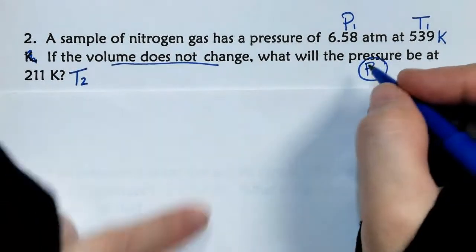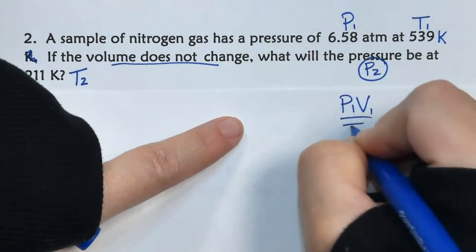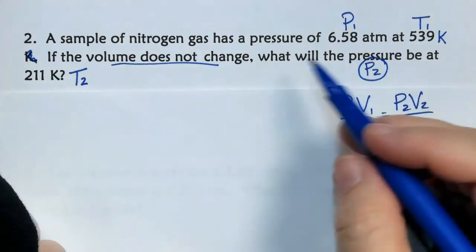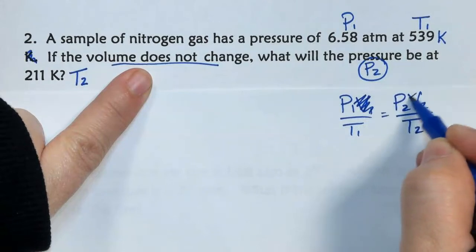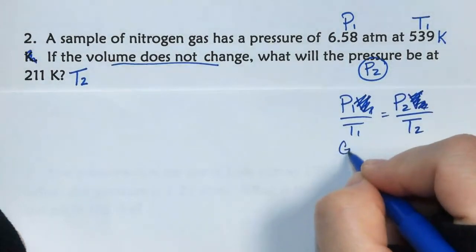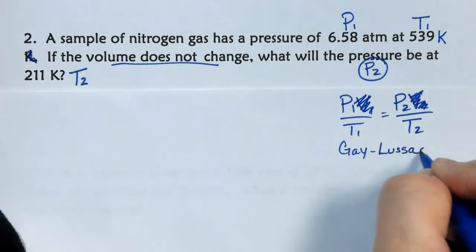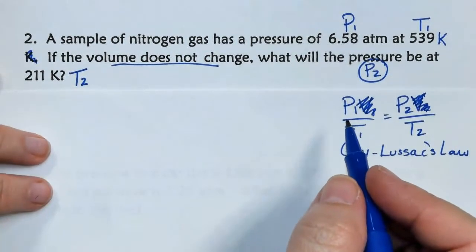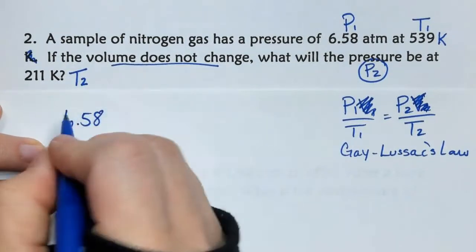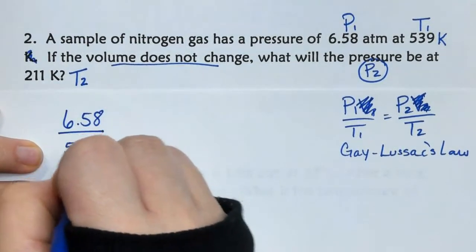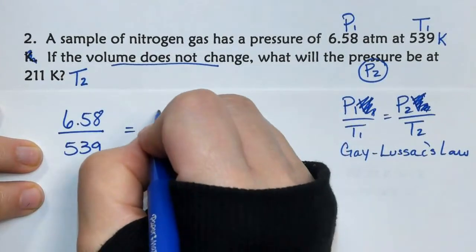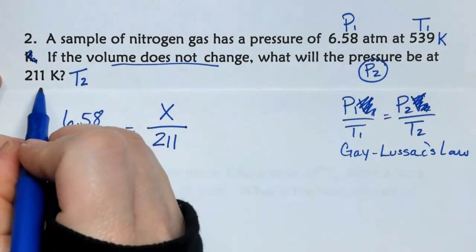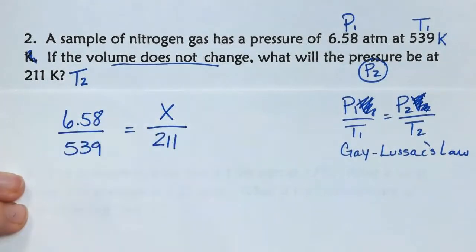So remember that our equation is P1V1 over T1 equals P2V2 over T2. And since volume is constant, that means that volume is not going to be a factor in our equation, and that's how we know that this is a Gay-Lussac's law calculation. So I'm going to go ahead and plug in my variables. It's going to be P1, which is 6.58, over T1, which is 539, equals P2, which is what I don't know, so I'm going to call that X, over T2, which is 211. Again, that was already in Kelvin, so I did not have to add 273.